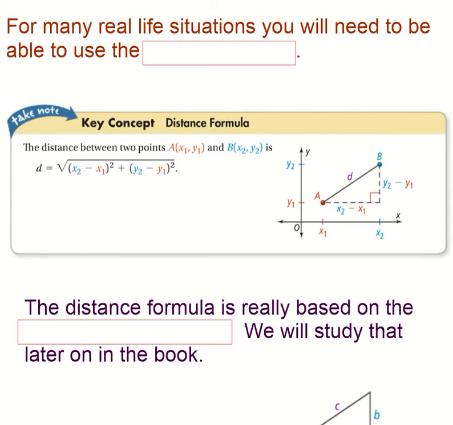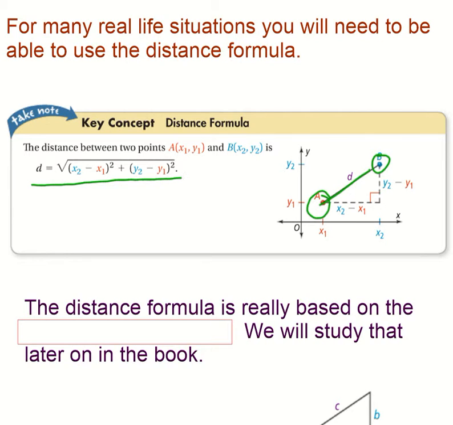So, for many real-life situations, you will need to be able to use the distance formula. This one has even more steps, but it's pretty straightforward once you start to understand where it comes from. So here's the distance formula. The distance between 2 points can be found using this formula. It's the x-coordinate minus the other x-coordinate squared, plus the y-coordinate minus the other y-coordinate squared, and then the square root of the whole thing.